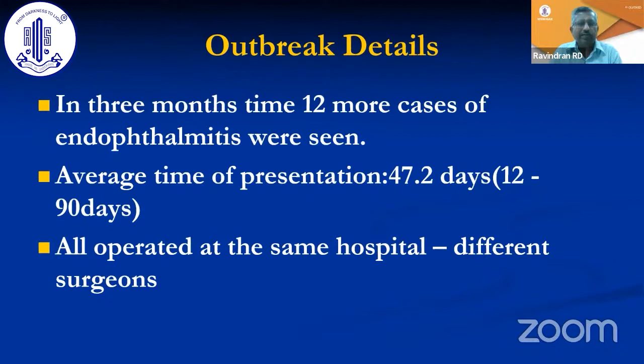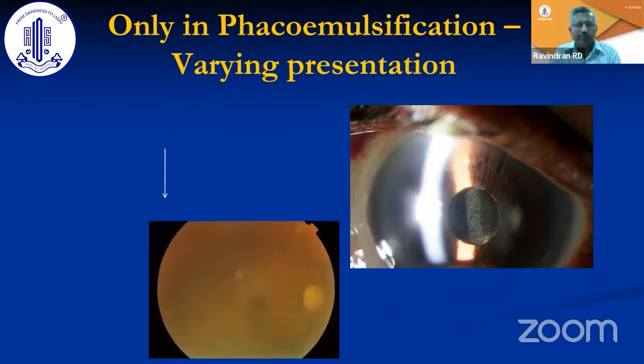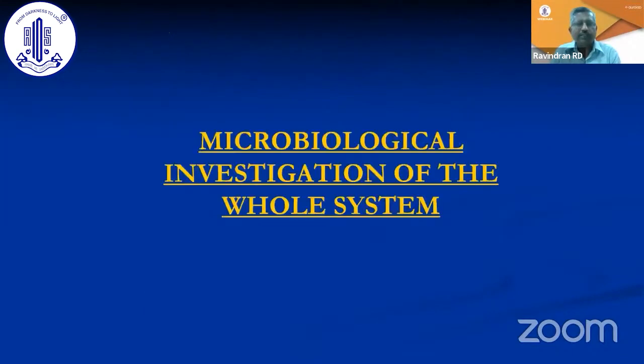These cases are very difficult to understand. All of them had undergone phacoemulsification. Some cases presented with uveitis, some had hypopyon, and some had vitreous involvement without any hypopyon. Some patients presented with infiltrates in the corneal wound. There was a varying presentation, and we were very confused by it.